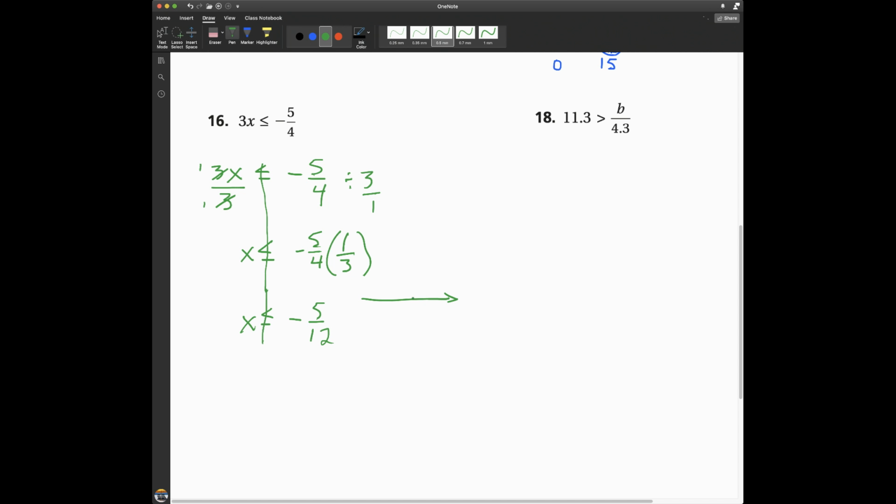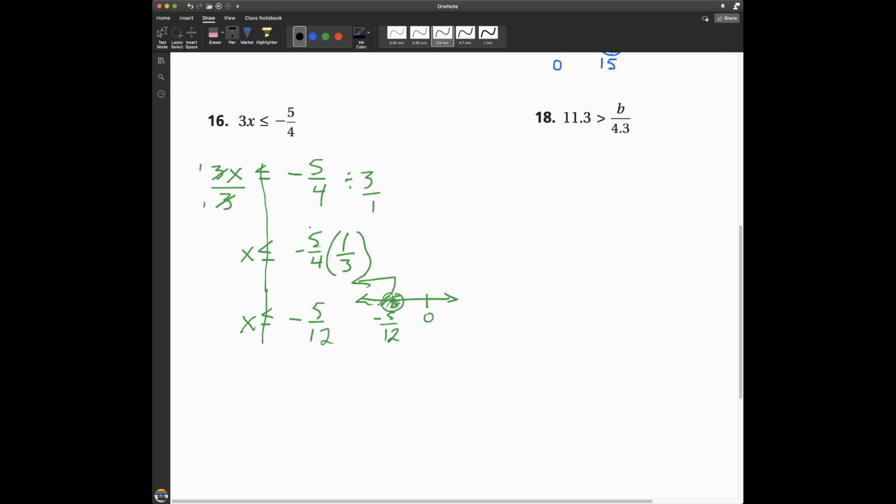And I can graph that. Let me graph that right here. So here's 0, and let's say this is negative 5/12. I put a circle around it. I go up and to the left, and do I color this in? Yes, because it's less than or equal to.